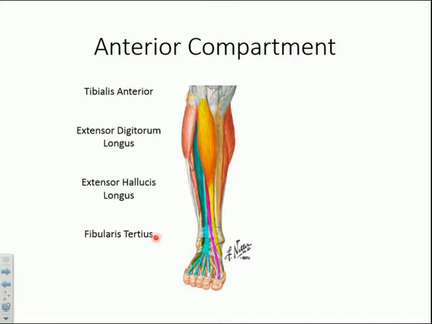The thing to be aware of, though, is it shares its name with muscles in the lateral compartment that both have fibularis in their name, but this is truly an anterior compartment muscle. It's associated with the other muscles in the anterior compartment and has the same innervation, the deep fibular nerve, so try not to get it confused with the lateral compartment musculature.